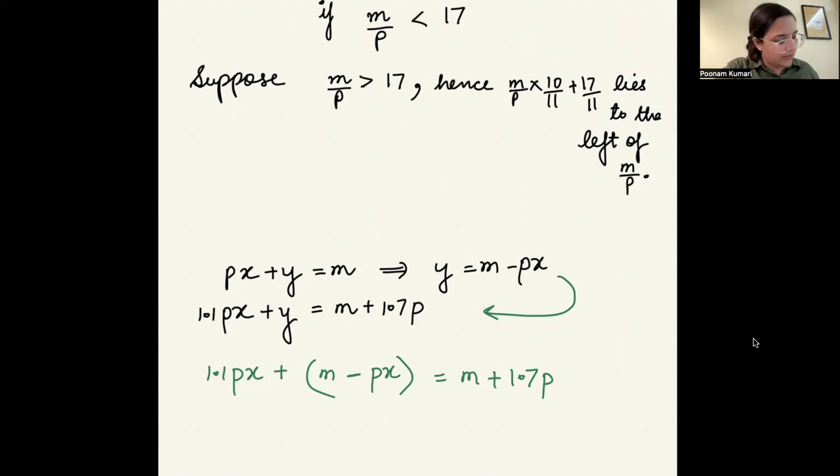So what do we have here? This m will get cancelled with this m. This is px, this is 1.1 px. So what do I get? 0.1 p times x, and this is 1.7 p.